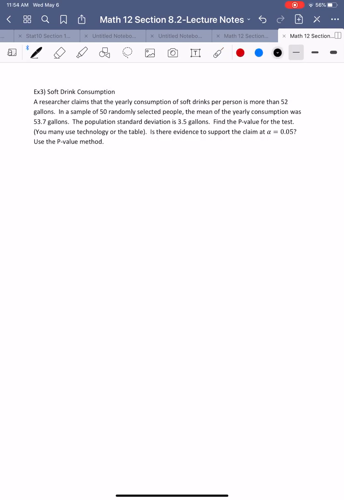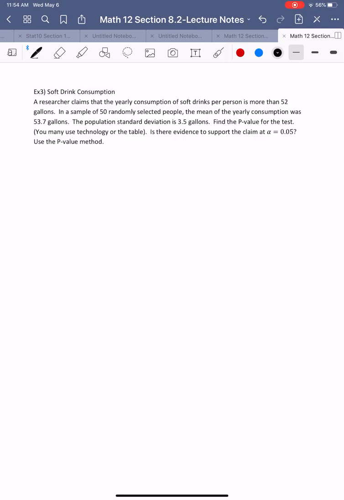First of all, let's read the question. A researcher claimed that the yearly consumption of soft drinks per person is more than 52 gallons. Oh, that's a lot. In a sample of 50 randomly selected people, the mean yearly consumption was 53.7 gallons, which is more than 52. The population standard deviation is 3.5 gallons. Find the p-value for the test, and you may use technology or the table. Is there evidence to support the claim at alpha equal to 0.05, using the p-value method?